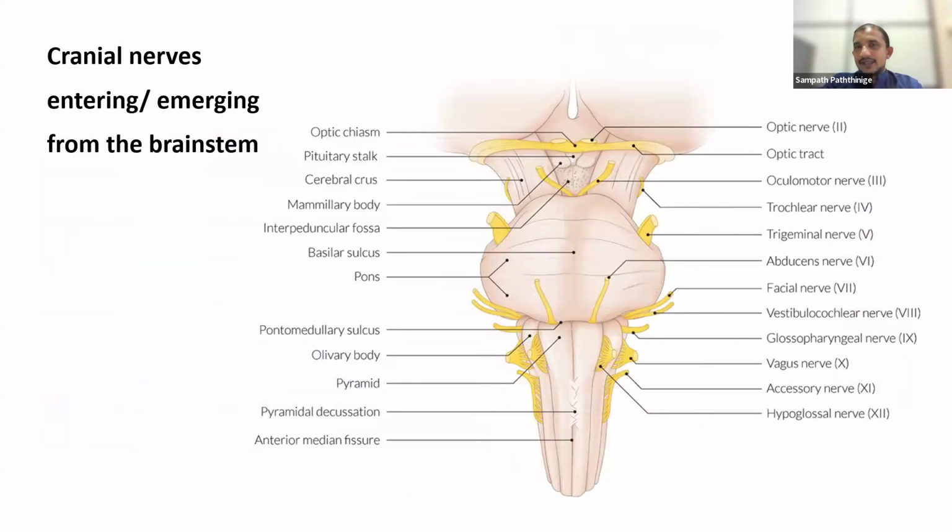You know where they emerge. All the cranial nerves emerge from the anterior or anterolateral aspect of the brainstem, except the fourth nerve. The trochlear nerve is the only nerve which emerges from the posterior side of the brainstem.